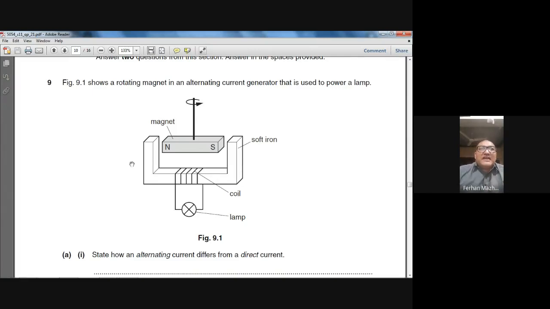Then the north pole, once it crosses this coil, will move away from the coil. The current which will be induced will have a different direction. The current induced when the north pole is approaching will have a different direction from when the north pole is going away from the left side of the coil. So due to this, the current induced in the coil will have different directions. Let me show you my answer.